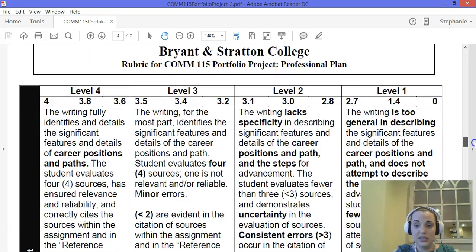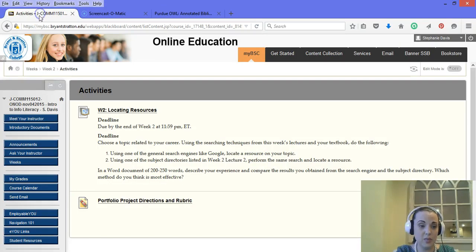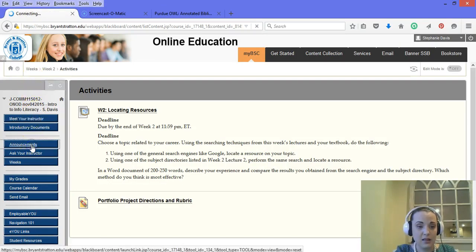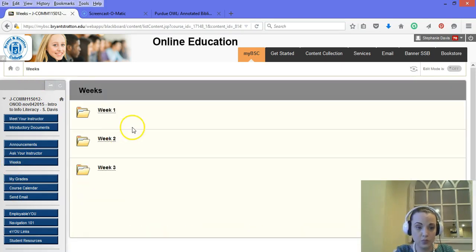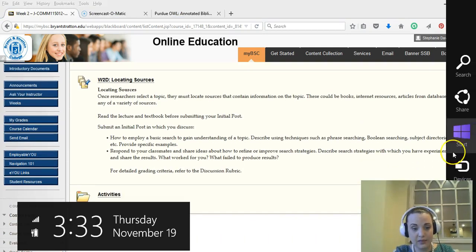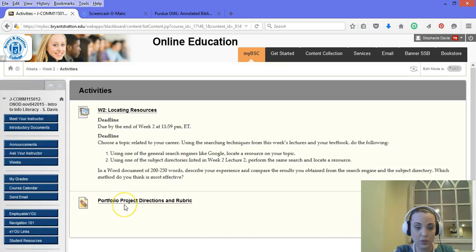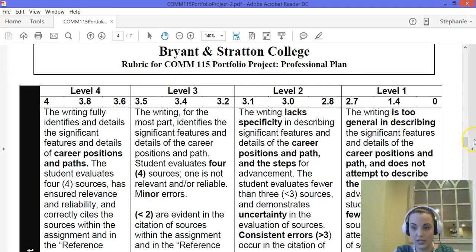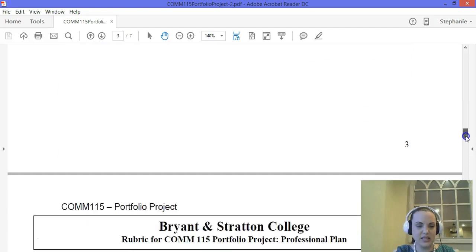If you scroll down to the end of the document, and again, I found this document in our course simply by clicking on the weeks link, the week 2 link, scrolling down to activities, clicking on the activities link, and clicking on portfolio project directions and rubric. That is exactly what this document is right here that I just went over with you, okay? That's it right there, and it outlines everything that I just talked about.